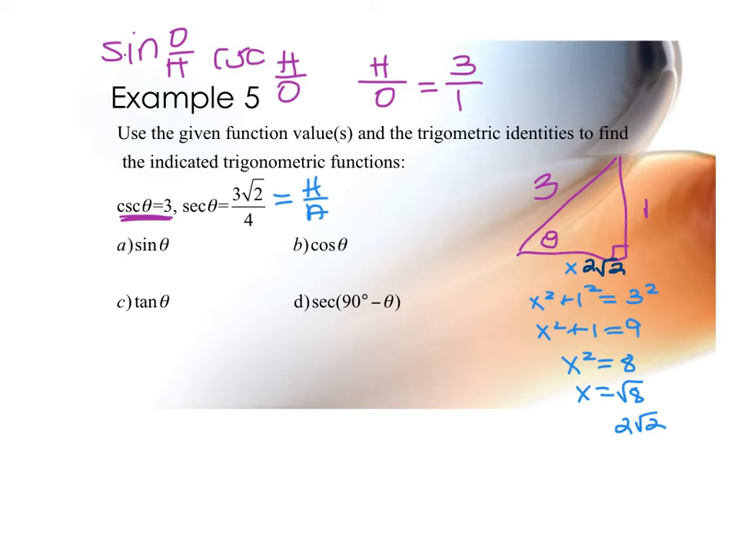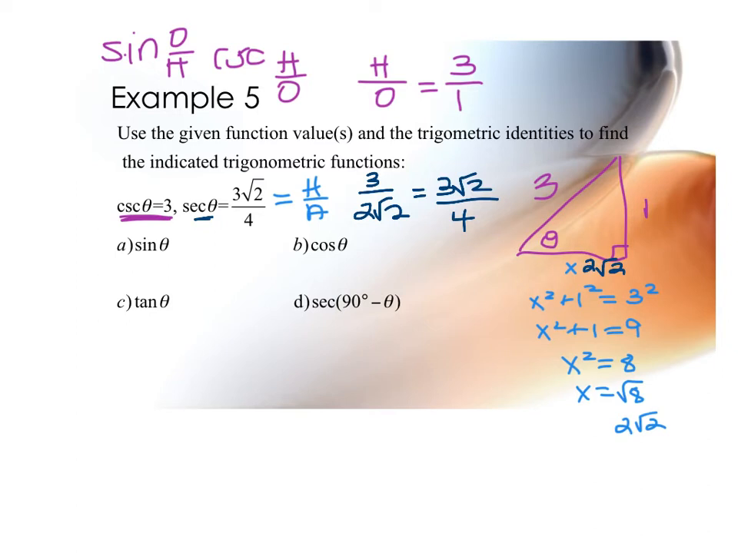Now confirm your secant with it. So if the secant was hypotenuse over adjacent, it would have been 3 over 2 root 2. And just like we suspected, that has to get rationalized. It would be 3 root 2 over 4, since 2 root 2 times root 2 is 4. Does that make sense? All right, so now I've got to fill in the rest of it.